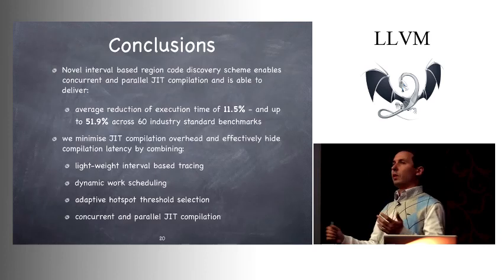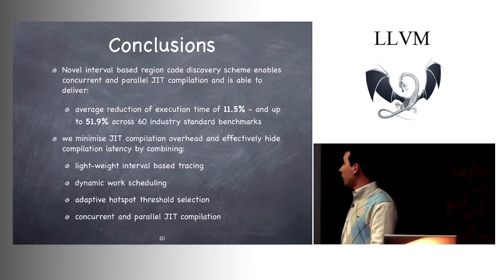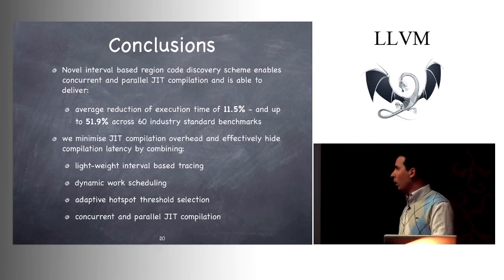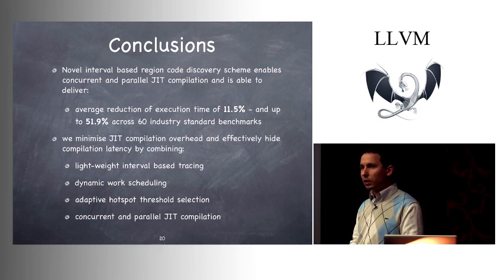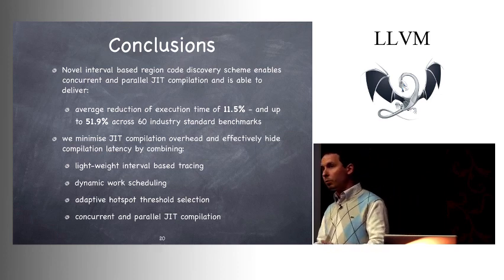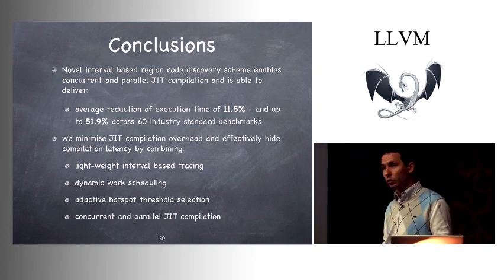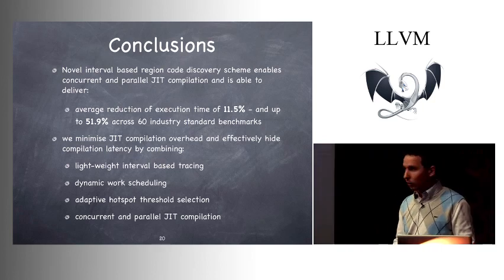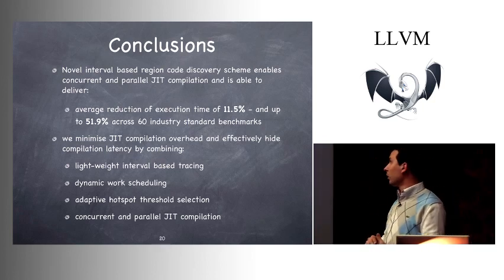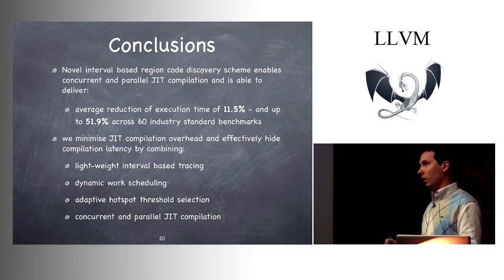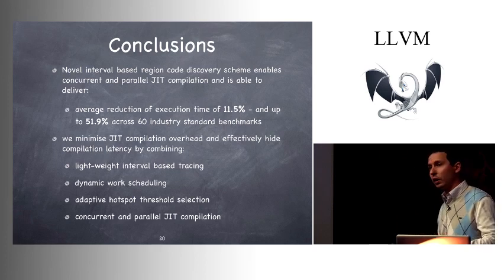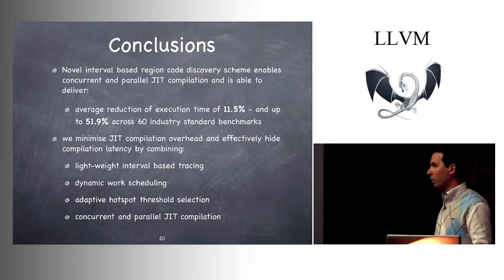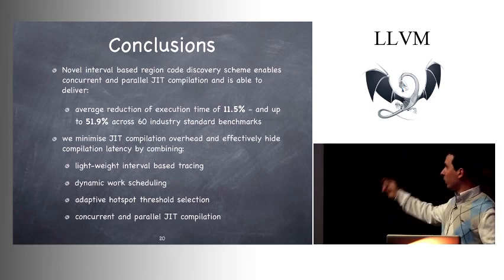So finally, the conclusion. I hope when you walk away today, you will find that LLVM really is a good framework for doing JIT compilation, and it allows you to do things that no one else has done before, because of its modularity, its ease of use, and the abstractions that it provides. With this incremental or interval-based region code discovery scheme that enables concurrent and parallel JIT compilation, even for single-threaded applications, we're able to deliver a really good reduction of execution time, to speed up the performance of our programs.